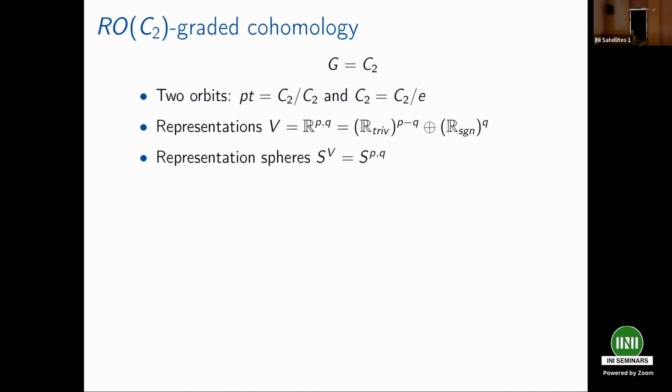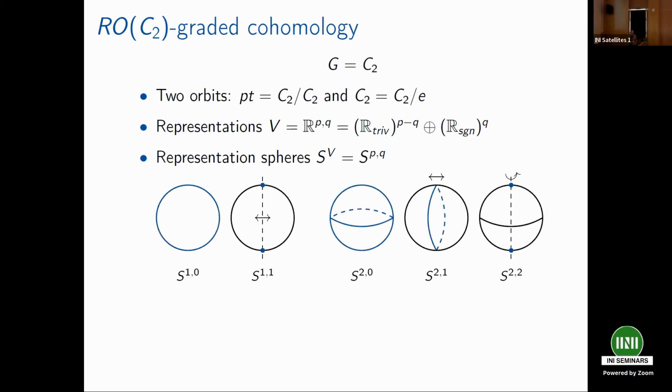Okay, let me give you some examples. So here are some low-dimensional representation spheres. I've got a trivial circle, a reflection action on a circle, 3 different two-dimensional spheres. For example, if I take 2 copies of the sign representation, I'm reflecting in the x-coordinate and in the y-coordinate. So I'm rotating in the plane. I want to compactify and I get a rotating sphere. So that's S^{2,2} here, a 2-dimensional sphere that's got 2 flippy dimensions, which turns into a rotation.